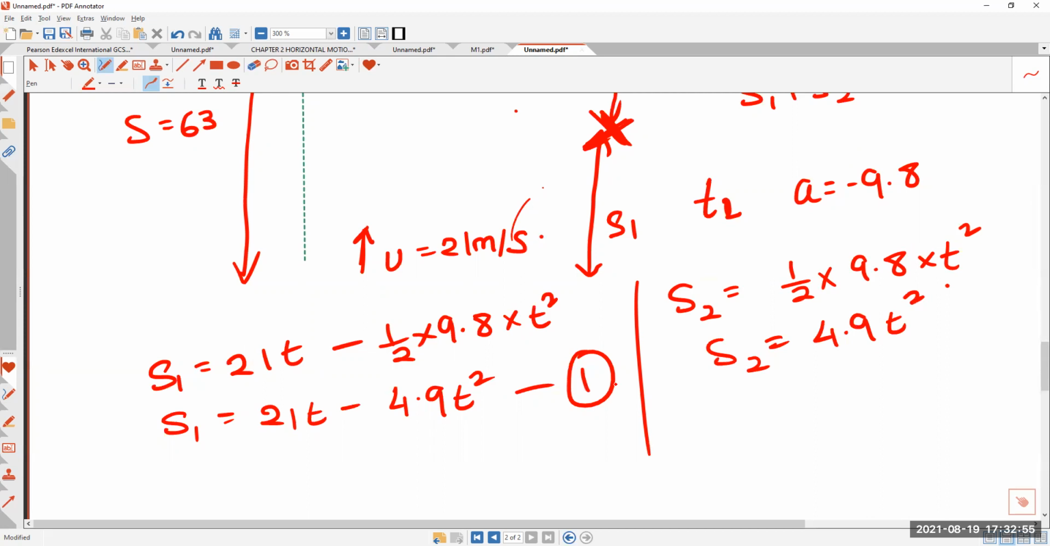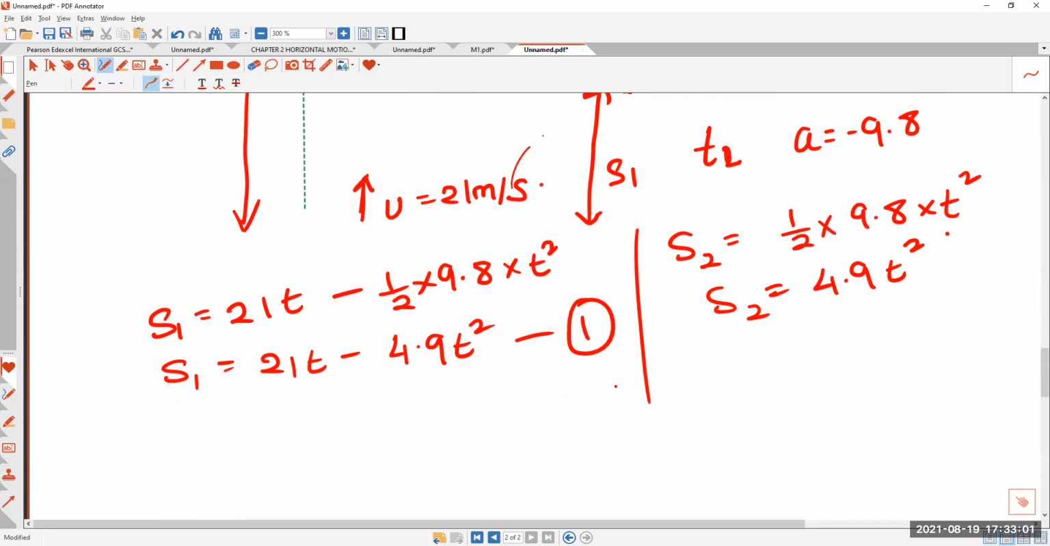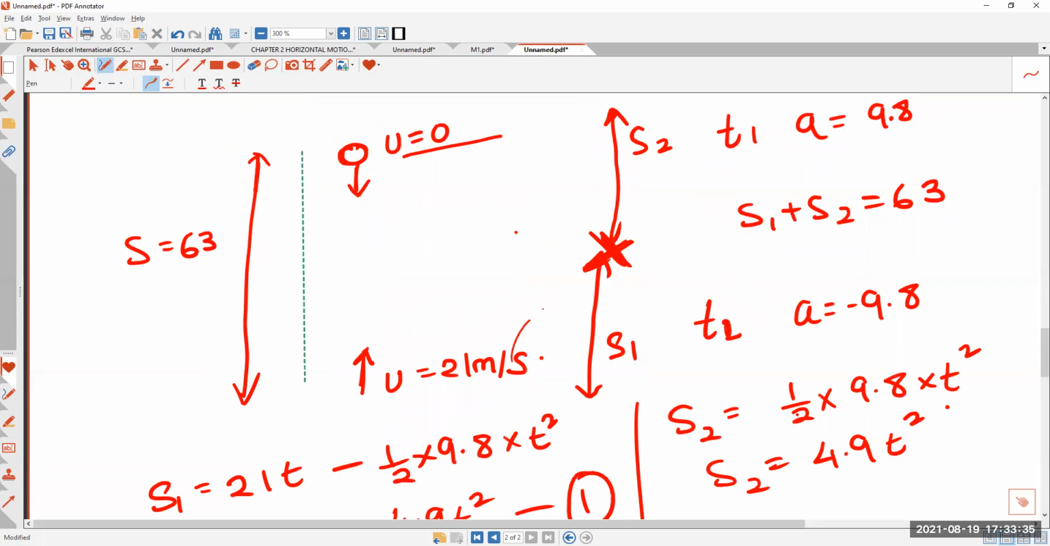Yes or no? Now, I also told you S1 plus S2 is 63 meter, didn't I? So S1 is 21t minus 4.9t square, plus S2, which is just 4.9t square, is equal to 63 meter. This and this get cancelled because one is positive and the other negative. So t is equal to 63 divided by 21. How much is it? 3. Okay, 3 seconds. You can ask me one thing: why did I take the same t in equation 1 and equation 2? Let's face it, they are both projected at the same time, so they will both take the same time to collide. Yes or no?